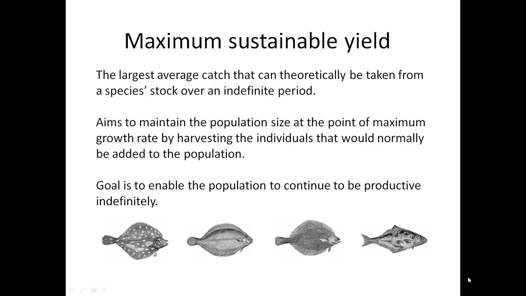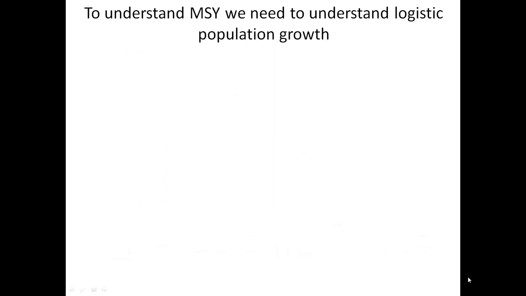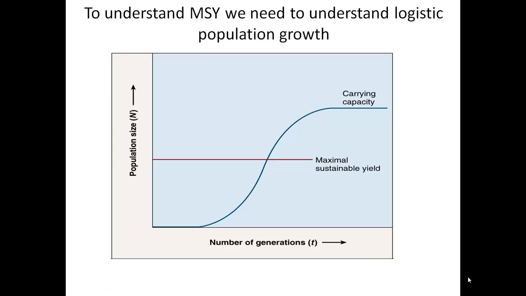So what we're hoping to do is offset with our fishing mortality exactly the number of new recruits that are turning up in the environment. And so the goal is to enable the population to continue to be productive indefinitely so we can continue to fish it. To understand the concept of maximum sustainable yield, we need to understand logistic population growth.